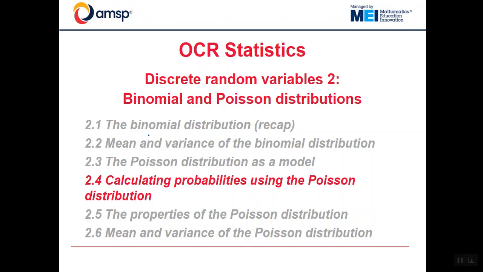OCR Statistics, Discrete Random Variables 2, Binomial and Poisson Distributions. This is video 2.4 on calculating probabilities using the Poisson distribution.